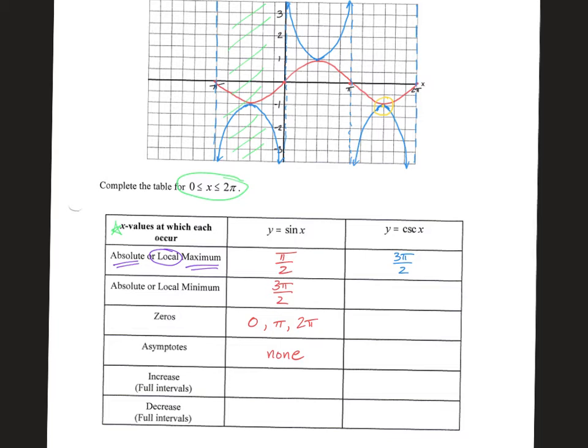For that same reasoning then, this value up here is going to represent a local minimum. Where does that minimum occur? At pi by 2.